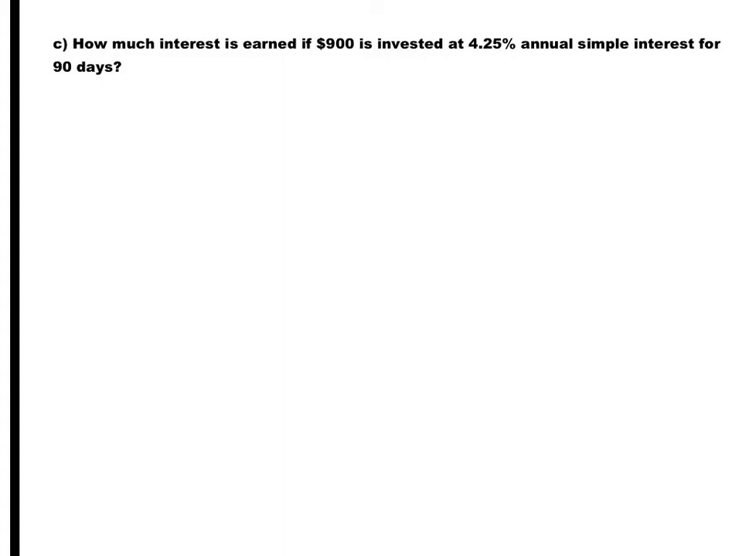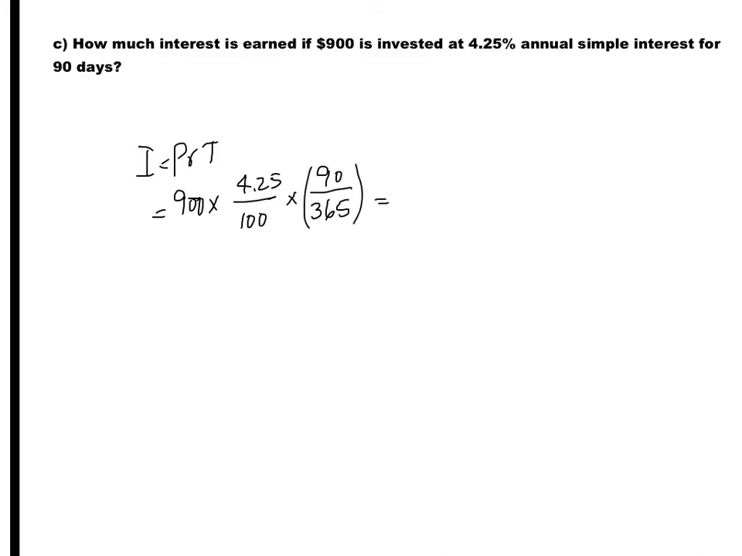The next example says how much interest is earned if $900 is invested at 4.25% annual simple interest for 90 days. Again, I is PRT, which is going to be 900 times 4.25%, so it's 4.25 divided by 100 in decimal, times 90 days. A year is 365 days, so 90 days is 90 over 365 years. This is the fraction of the year. If you multiply this together, you get about $9.43.